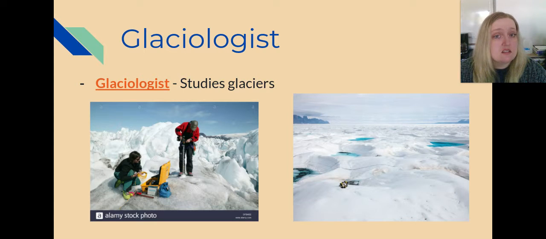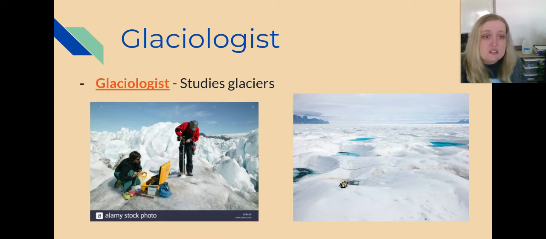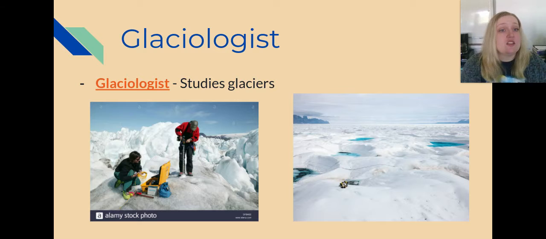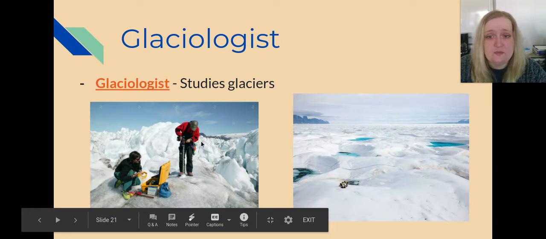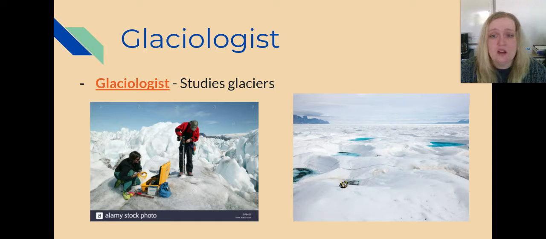Another gimme, glaciologist. A glaciologist is a scientist that studies glaciers. Glacier is in the name, so don't forget this one. This is a person that studies glaciers. You'll see a picture similar to this one right here. Again, a glaciologist studies glaciers. They're taking samples from the glaciers. They're going to look at if there's any chemicals that are found in them. You can actually see what ancient weather would have been like looking at samples of glaciers as well.